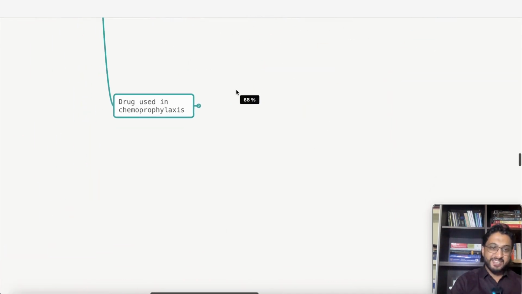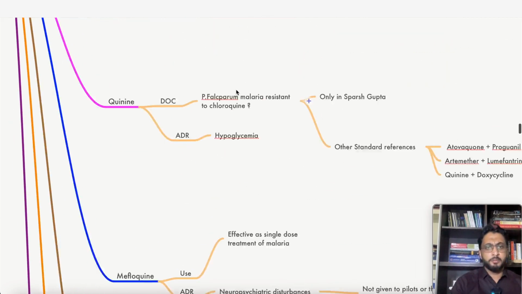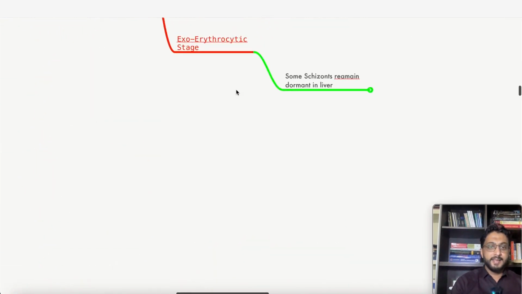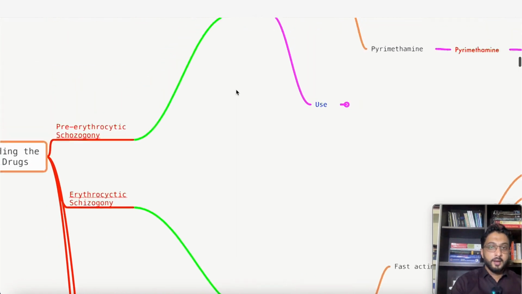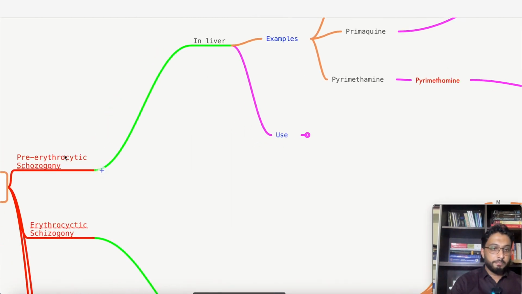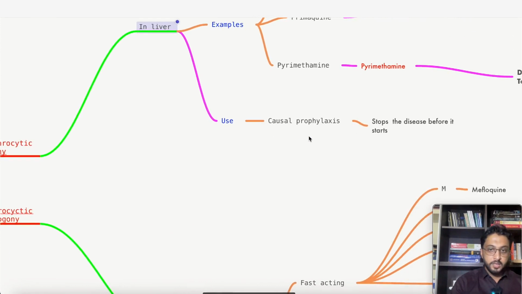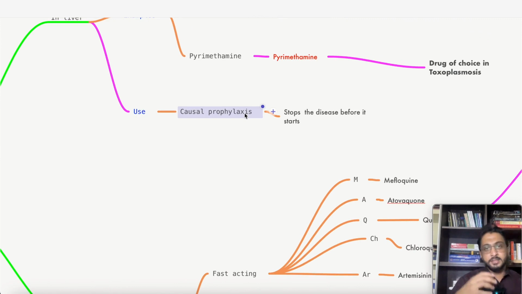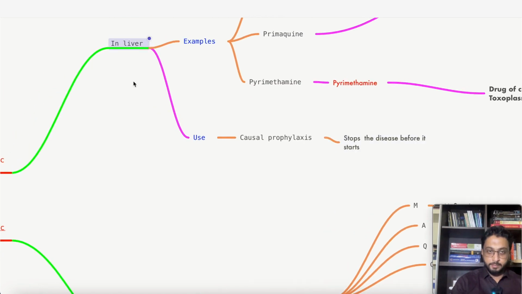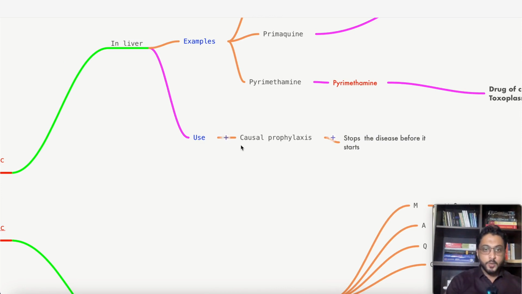Now, drugs in chemoprophylaxis. So we studied what all prophylaxis. We studied some prophylaxis related to different things. We studied that if you're using it in the pre-erythrocytic, that is in the liver stage, you can use it for causal prophylaxis. Means a patient got the disease, for example, he has got the disease. Now you have to just stop the disease from starting, because it is in the liver the primary development takes place. So you have to stop it then and there. So in that case, you are using it for causal prophylaxis, stop the disease before it starts, in simplest of terms. So that is called causal prophylaxis.